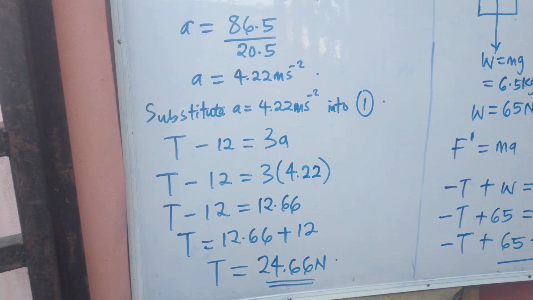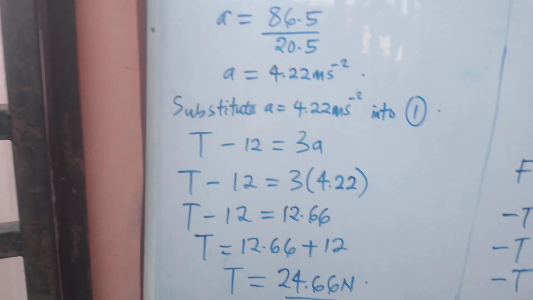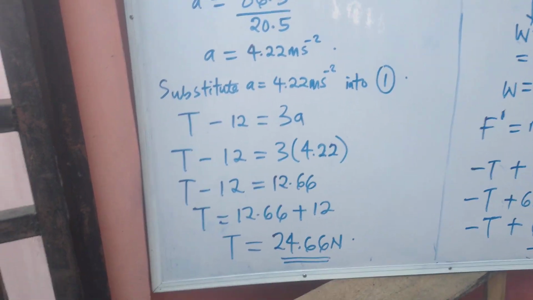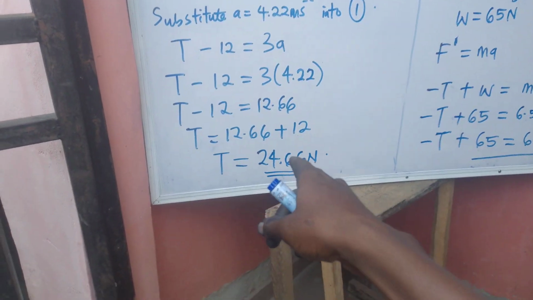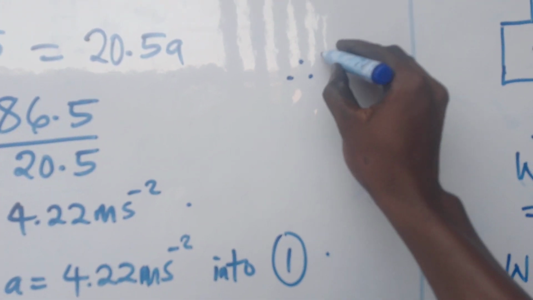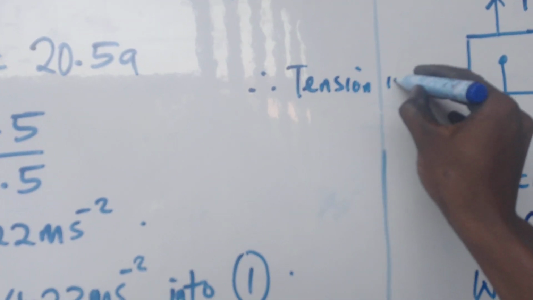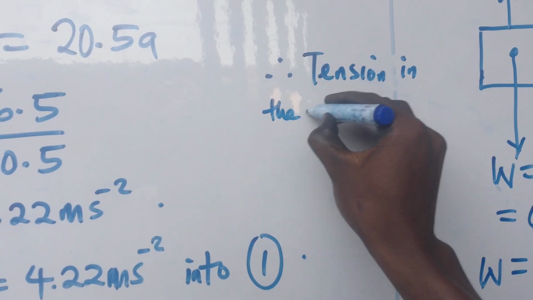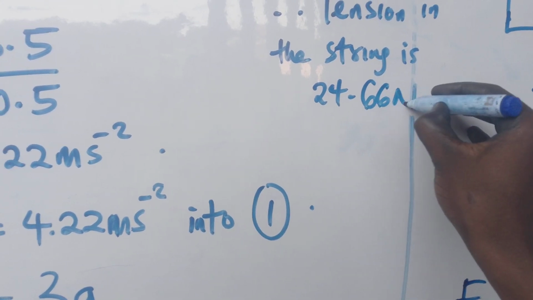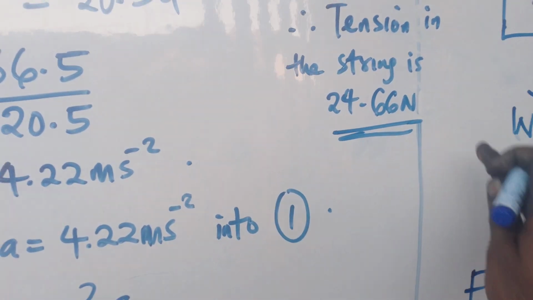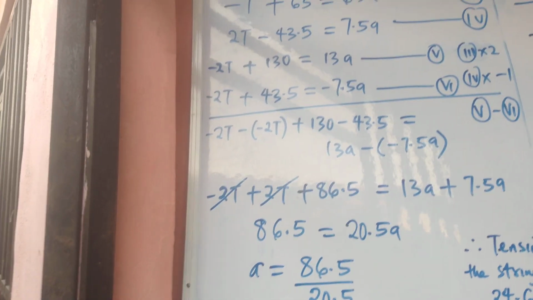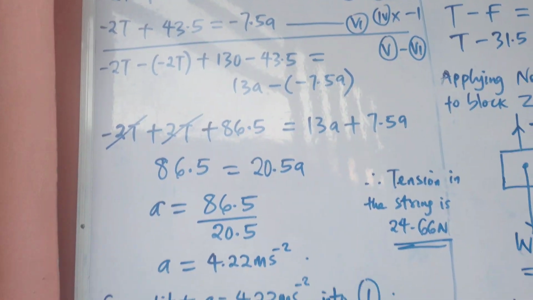Then we have also gotten the normal reaction in block X and block Y. We also got the frictional force between block X and the rough surface, and the frictional force between block Y and the rough surface. So the tension in the string is that. Therefore, the tension in the string is 24.66 Newton. Okay, so that is everything we have done to that question.